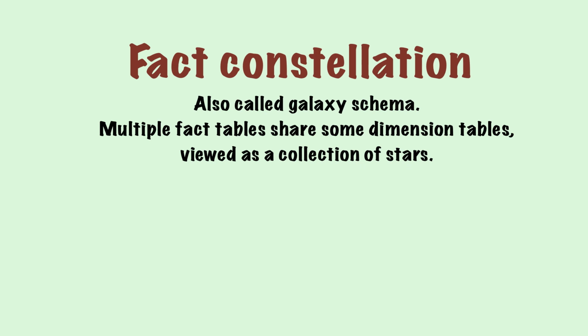The last one is fact constellation. Fact constellation is also called galaxy schema. It contains multiple fact tables sharing some dimension tables. Significant difference is that we now have multiple fact tables. Remember in star schema, one fact table can form a star. Therefore, we consider fact constellation as a collection of stars, since there are many fact tables.